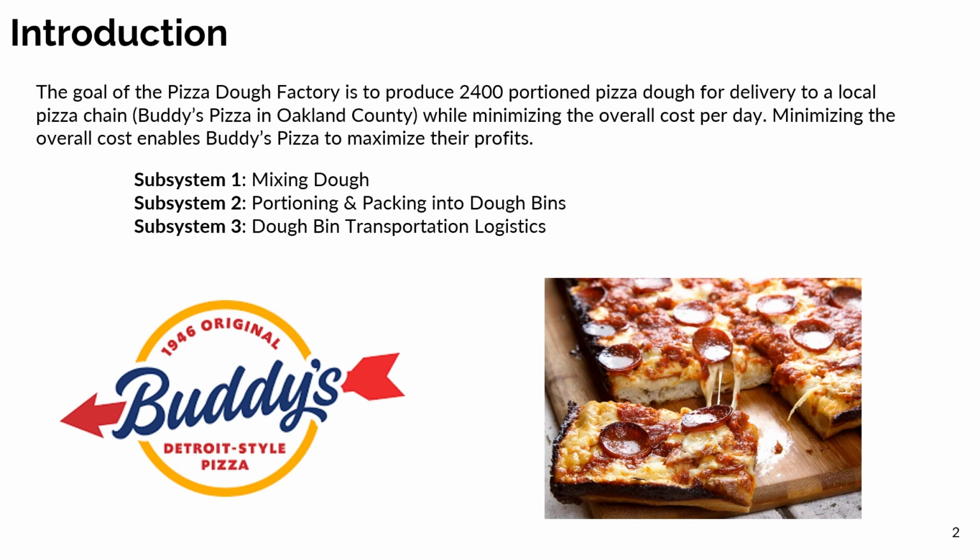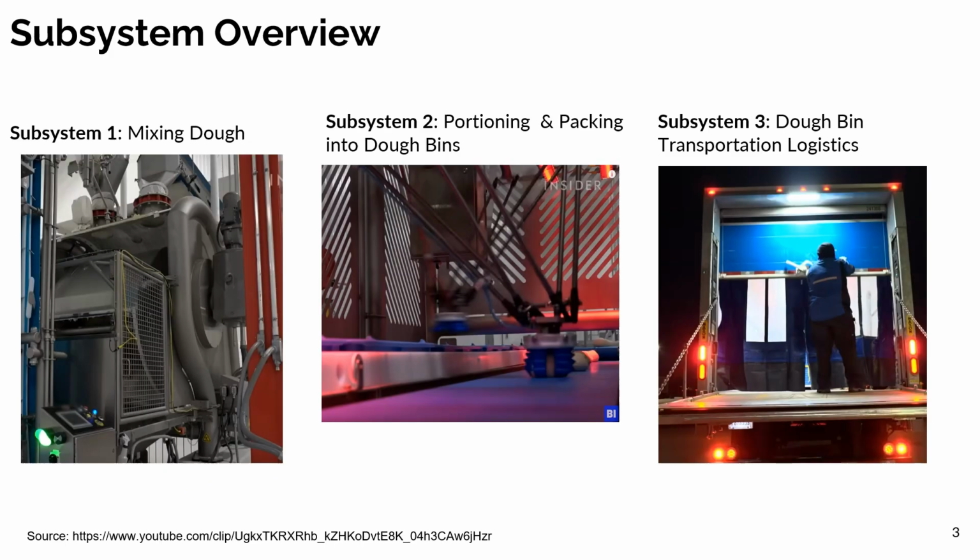So the goal of our pizza dough factory is to produce 2,400 pre-portioned pizza dough balls to be delivered to a local pizza chain, in our case Buddy's, within Oakland County, with the goal of minimizing the overall cost per day of the manufacturing and distribution. Minimizing this cost enables Buddy's Pizza to maximize their profits while maintaining a good product.